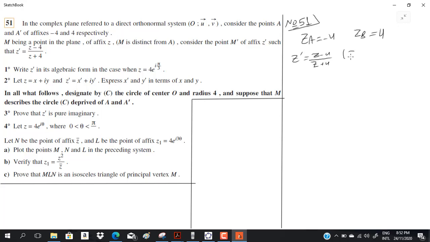He should say that z not equal to -4. كان لازم يقولها هاي. ليك هيا m is distinct from A، يعني z not equal to -4. Write z prime in the algebraic form when z equal 4 exponential I pi.